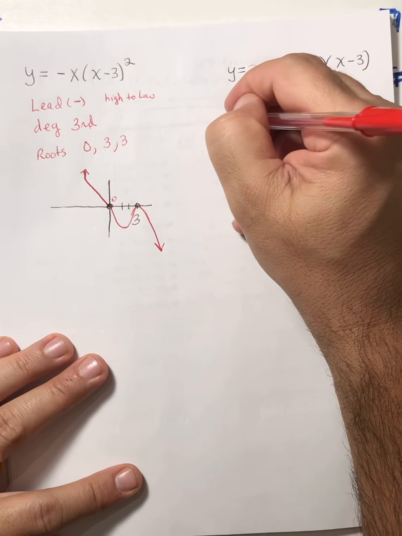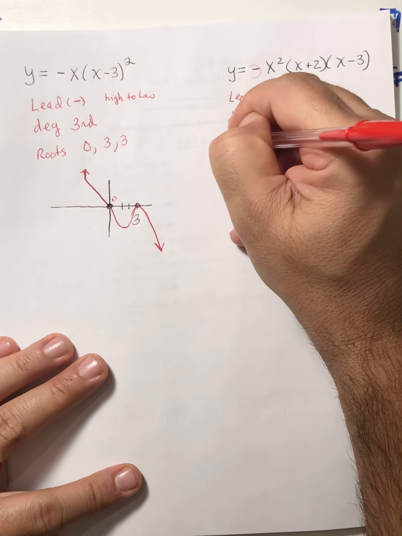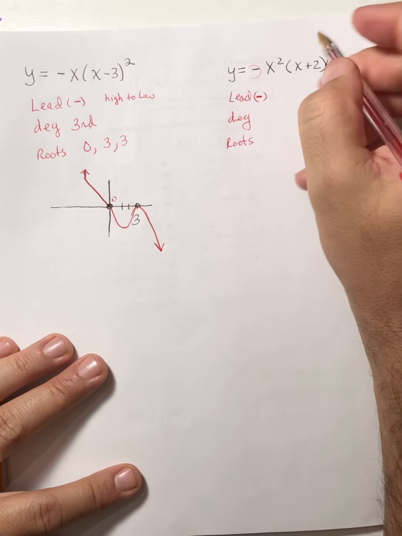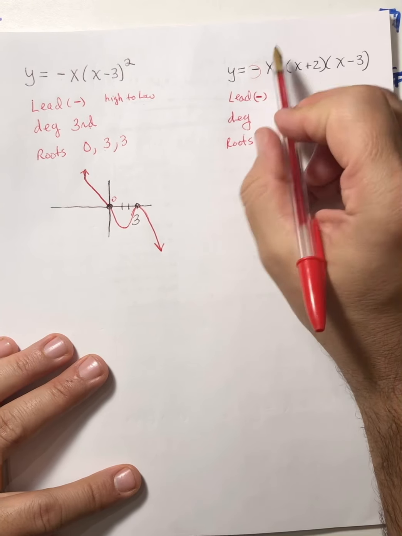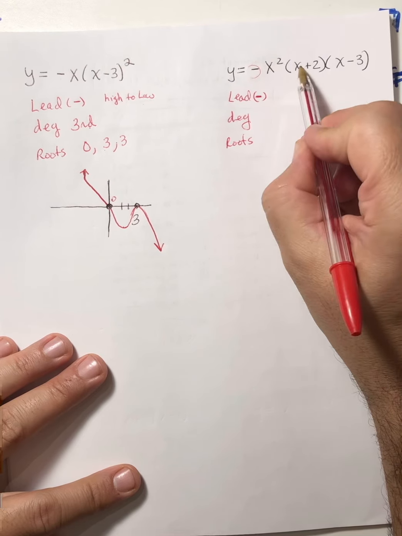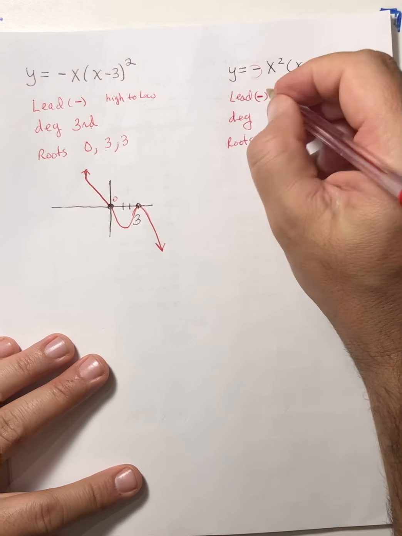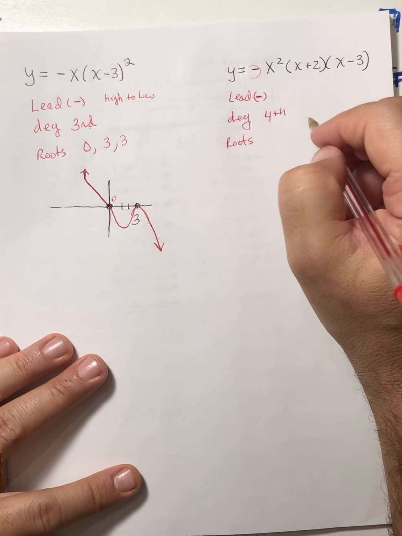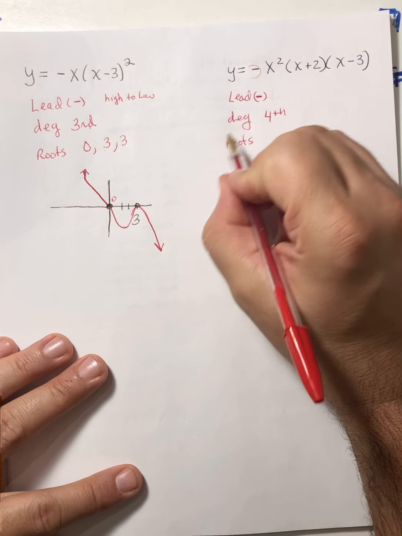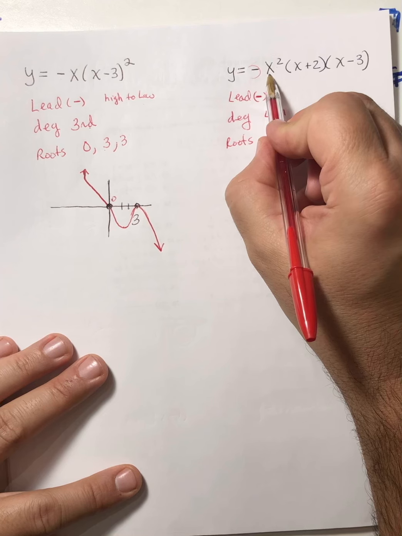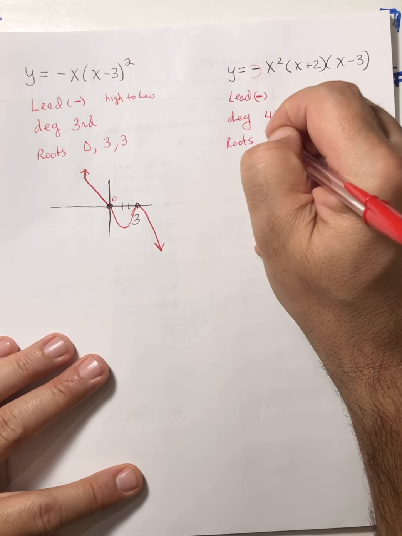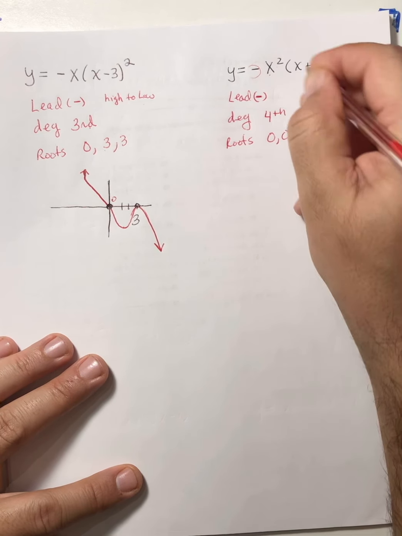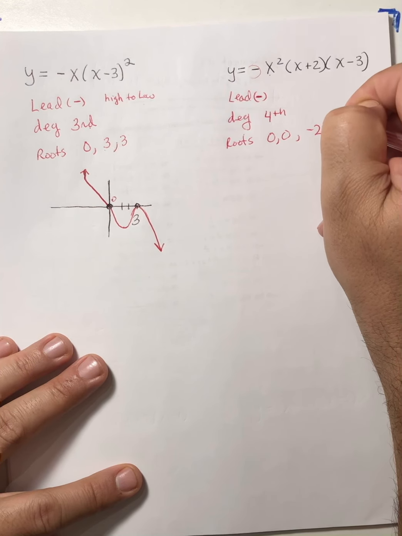All right. Degree, and then the roots. So what's the degree? And here we have an x squared, and then x and an x. So that's a fourth degree. Remember, x squared times x is x to the fourth. Now the roots. That means 0 shows twice. And then we have a -2, and then we have 3.